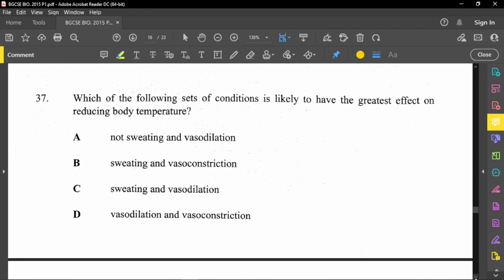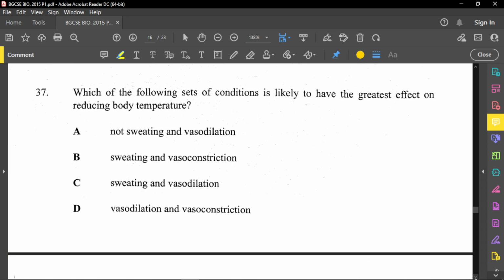to have the greatest effect on reducing body temperature. So which of these will cause body temperature to reduce much faster? It said not sweating, which is not true. If you're going to sweat, sweating helps to cool the body. And vasodilation also helps to cool the body. It releases heat from the body. So sweating and vasodilation, not constriction. Constriction retains heat. Okay, so C will be your option right there.